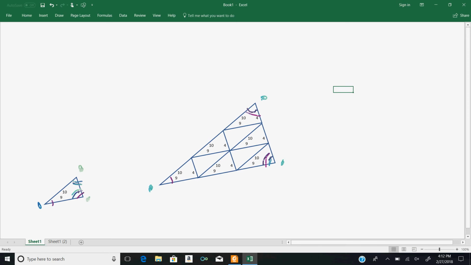And actually this side is, instead of having a length of 10, now I have 3 10s, or 3 times 10 equals 30. So the new side length is 30. On the other side over here I have 3 times 4 because I now have 3 4s. So I have 12. And down at the bottom I have 9 3 times, or 27.